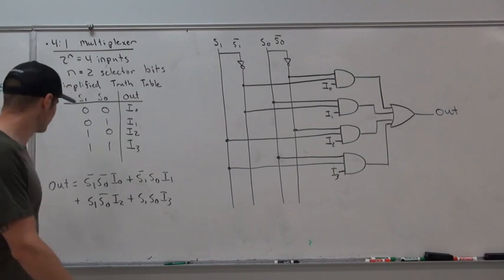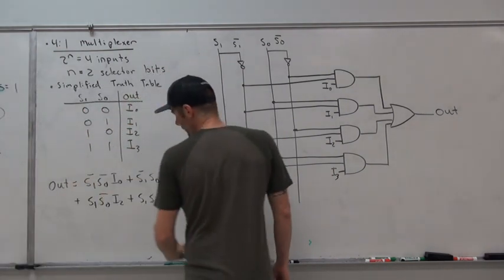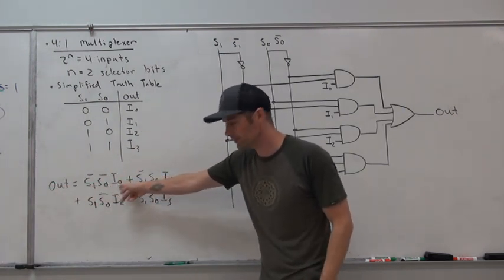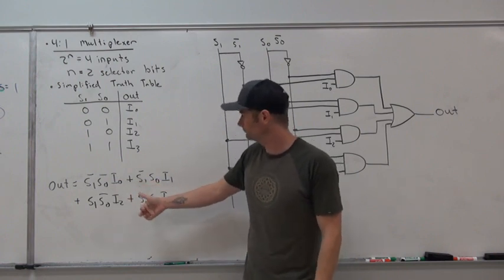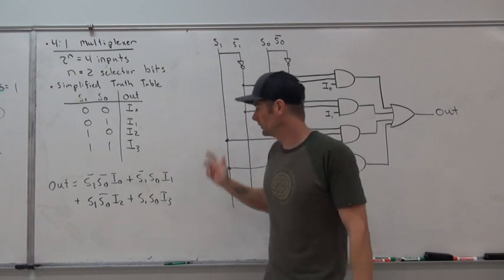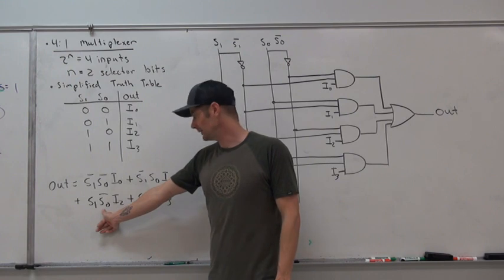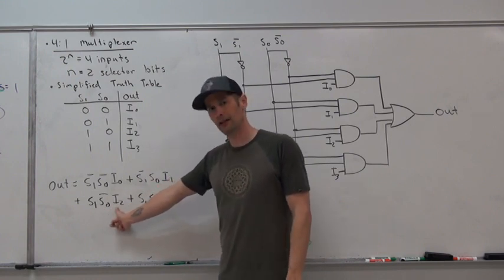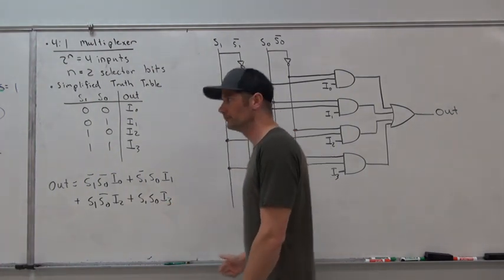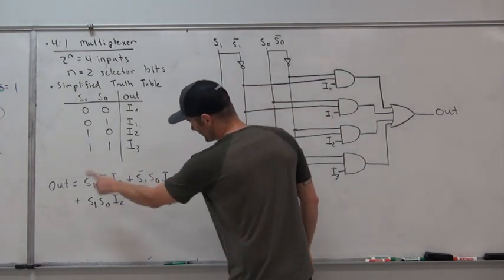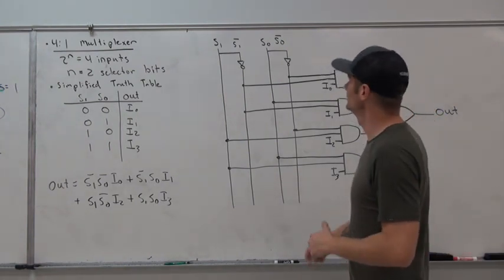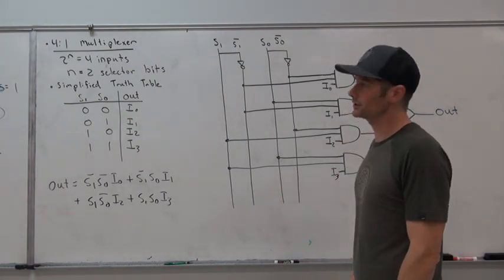And from here, guys, we can easily go through and derive this Boolean expression for the output: S1 bar, S0 bar times I0, ORed with S1 bar, S0, and then I1, ORed with S1, ANDed with S0 bar, and then I2, ORed with S1, ANDed with S0, and then I3. So from here, we can take this Boolean expression and once again derive a combinational logic circuit that's going to perform this exact function.